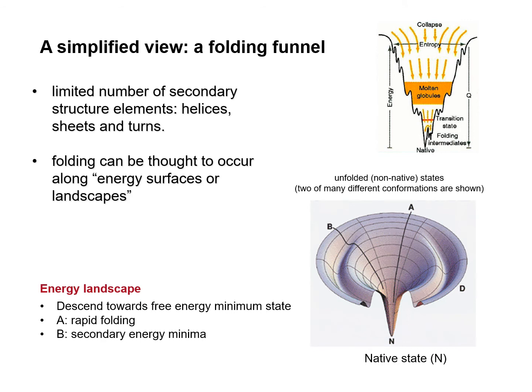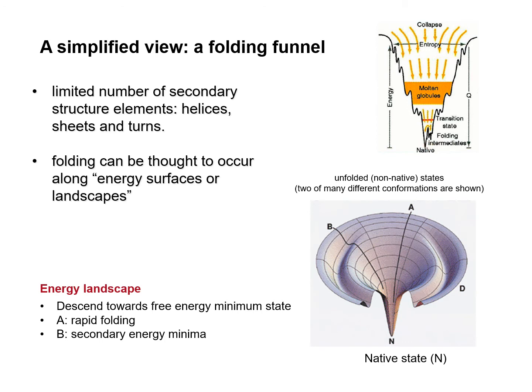So like I told you, there are only a limited number of secondary structure elements such as alpha helices, beta sheets, and turns, meaning that instead of taking into account all the different pathways or the landscape here, you can follow some of the probable ones which can form these secondary structures. Folding can be thought to occur along energy surfaces, or the landscape, here on the funnel. So basically the folding process itself is to descend towards the free energy minimum state, which is the native state or the most stable conformation.